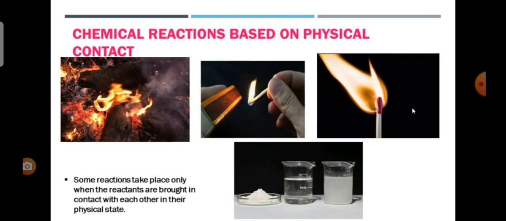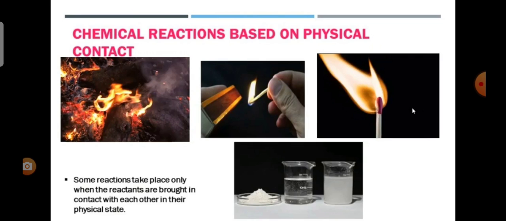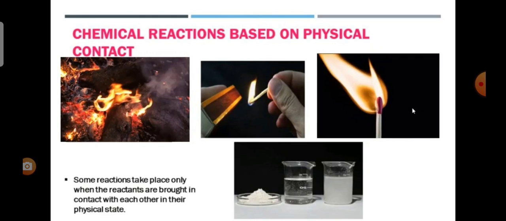When dry wood comes into contact with fire, it burns with the help of oxygen to form carbon dioxide, which is given out as smoke. When a matchstick is rubbed on the sides of the matchbox, a chemical reaction takes place to form heat, light and smoke. When quicklime comes into contact with water, it forms slaked lime. From the above reactions, we can conclude that certain chemical reactions take place only when the reactants are brought in contact with each other in their physical state.